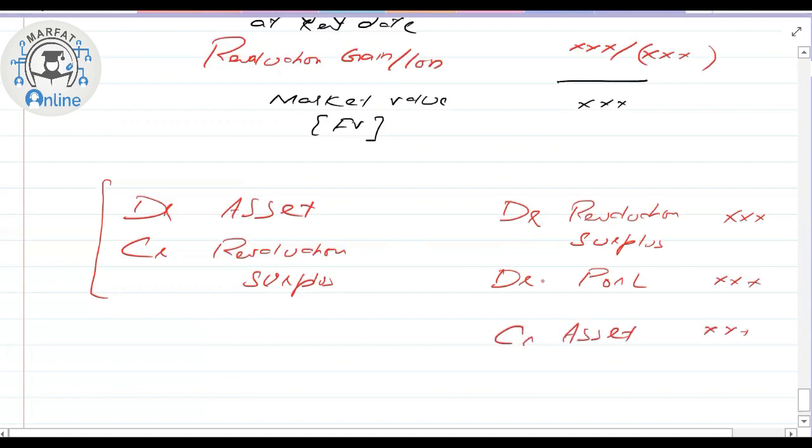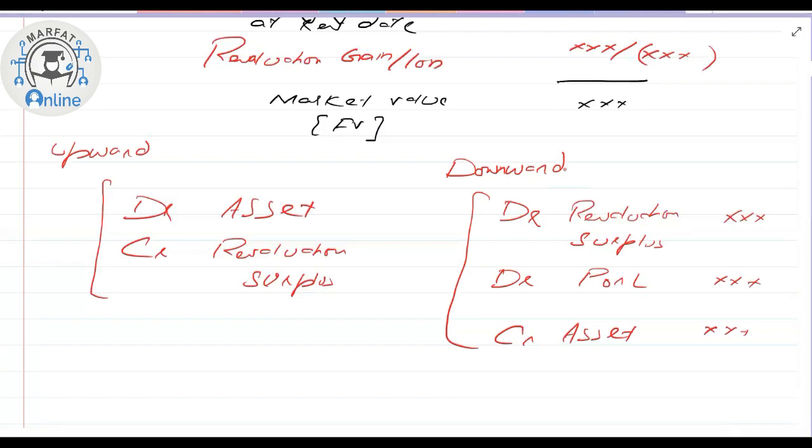So remember this: this was upward, this is downward. In upward, you straight away debit asset, credit revaluation surplus. In the downward, first of all, you see whether this asset was previously revalued. If this asset was previously revalued and there was some revaluation surplus, first of all, you need to de-recognize that. Once you de-recognize that, if there is still any downward revaluation, then the extra expense goes to profit or loss and credit goes to the asset.